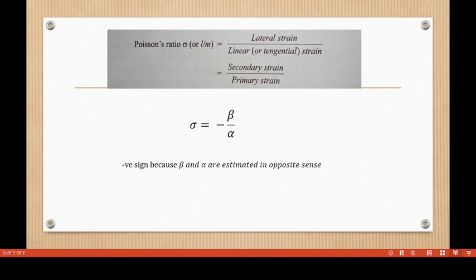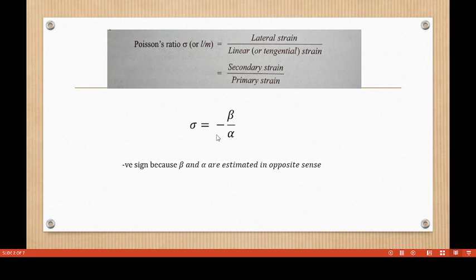Now Poisson's ratio, denoted by sigma, is defined as the ratio of lateral strain to longitudinal strain. The lateral strain is also known as the secondary strain, and the longitudinal strain or linear strain is also known as the primary strain. The lateral strain or the secondary strain is denoted by beta, while the linear strain or longitudinal strain is denoted by alpha.